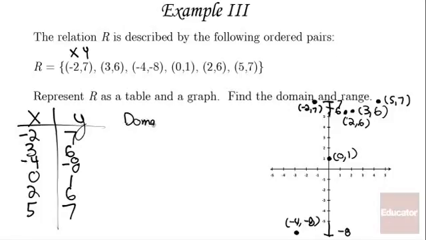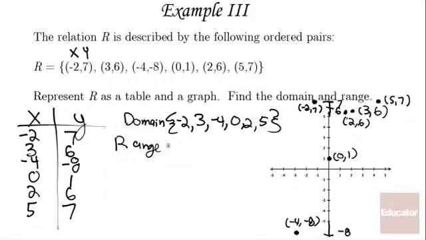The domain is going to be my set of x values. And I have -2, it's easier to look at it in the table form, 3, -4, 0, 2, and 5.